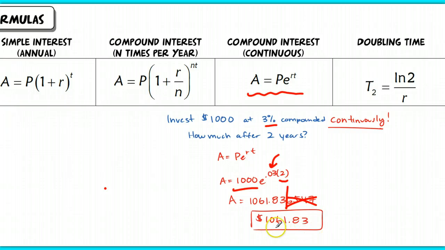And that is slightly higher, not a lot higher, but slightly higher than when we invested in something that compounded quarterly. So you do see that as you compound things more and more often, you make a little bit more money.